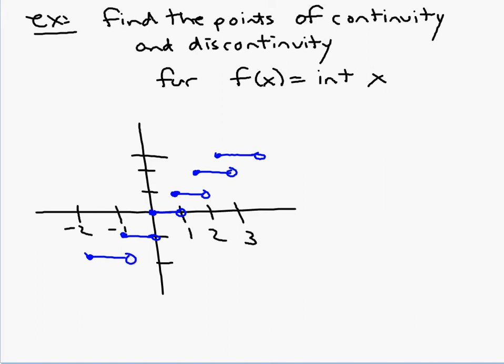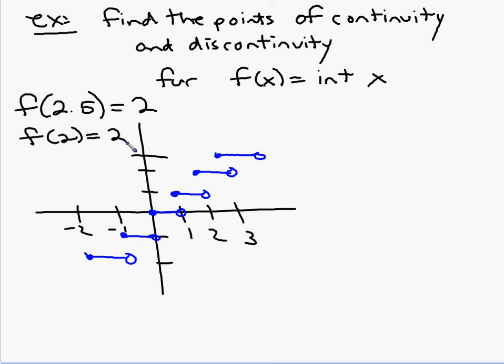So for example, just to review real quickly, what would f of 2.5 be? 2. Okay, we always go down. What's f of 2? 2. All right? Now, but we can see on this function there's a whole bunch of discontinuous places, right?